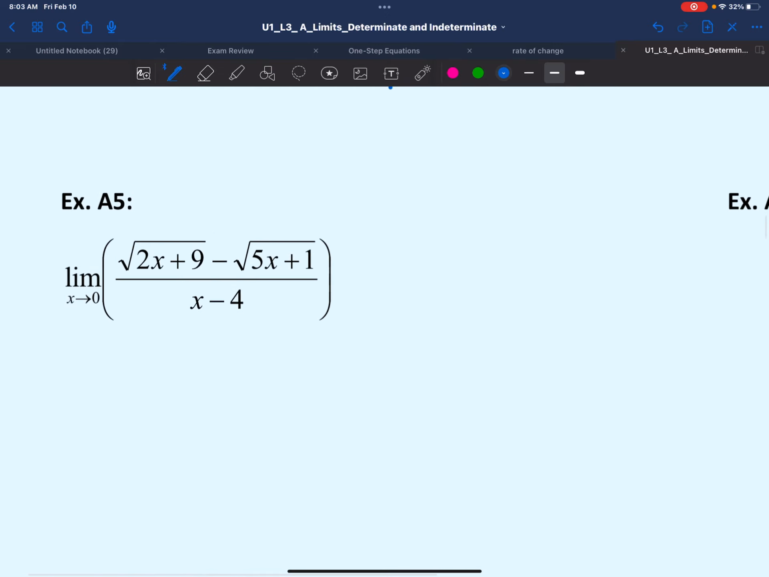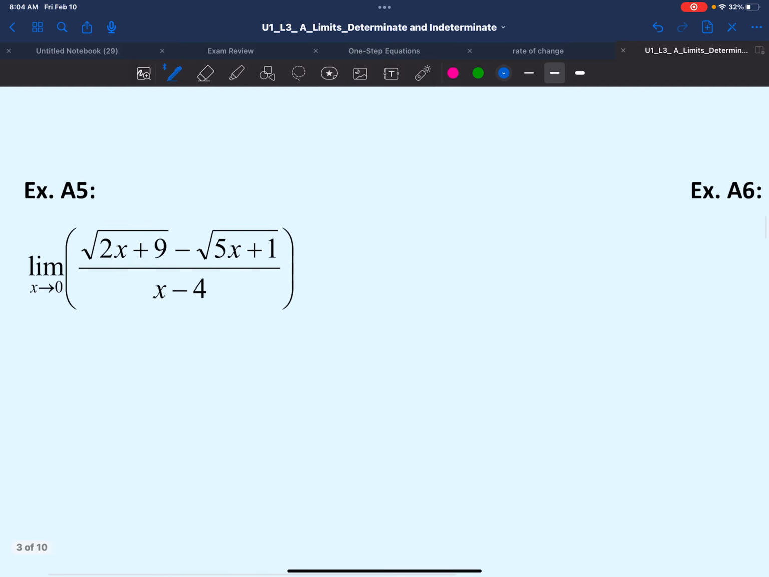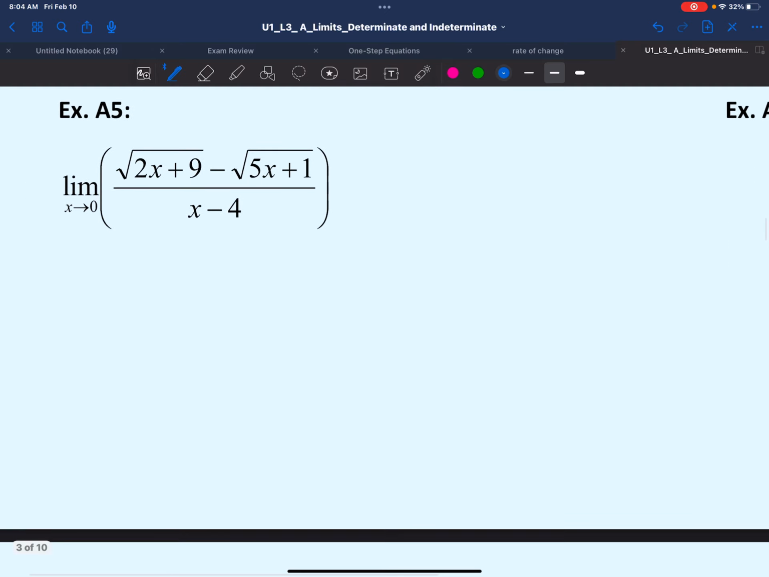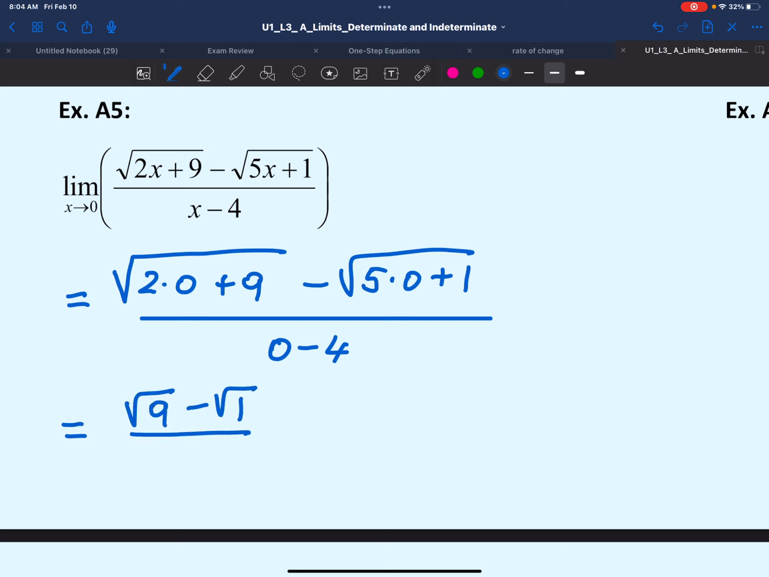Next we have the square root of 2x plus 9 minus the square root of 5x plus 1, over x minus 4. We're trying to find the value of it at 0. So let's go ahead and substitute x by 0. And down here we'll have 0 minus 4. So that means we have root 9 minus root 1 over negative 4. 3 minus 1 would be a 2. And the answer is negative 1 over 2.